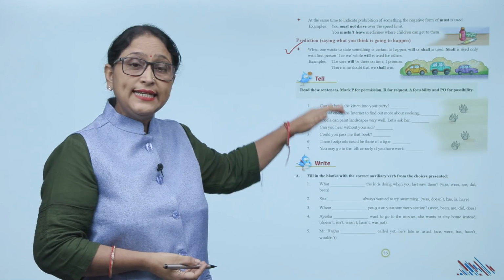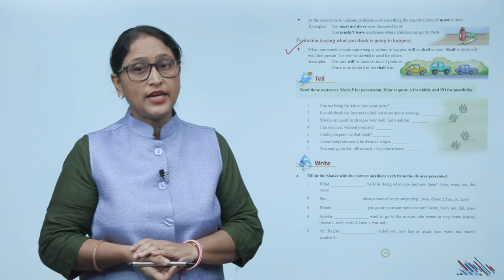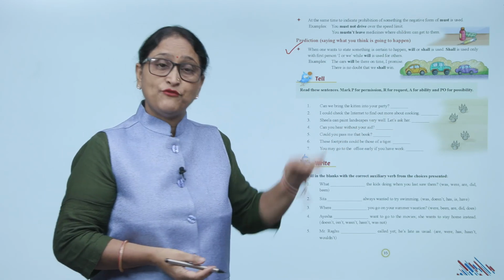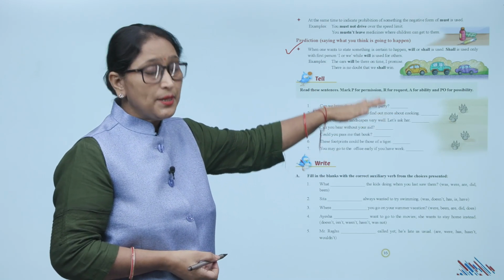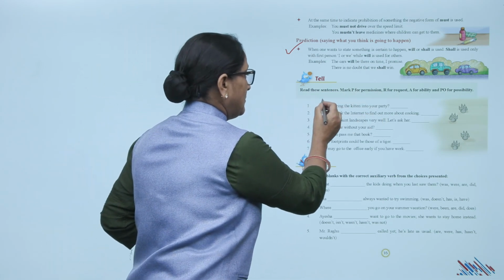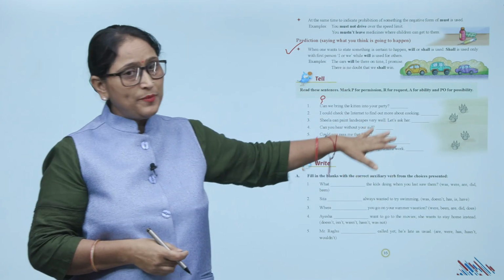Now read these sentences. Mark P for permission, R for request, A for ability, and PO for possibility. In first sentence, can we bring the kitten into your party? इसमें क्या हो रहा है? परमिशन मांगी जा रही है. तो आप इसके आगे क्या लिखेंगे? P. अब बाकी के जो सेंटेंसेस हैं ये आपको अपने आप करने हैं.